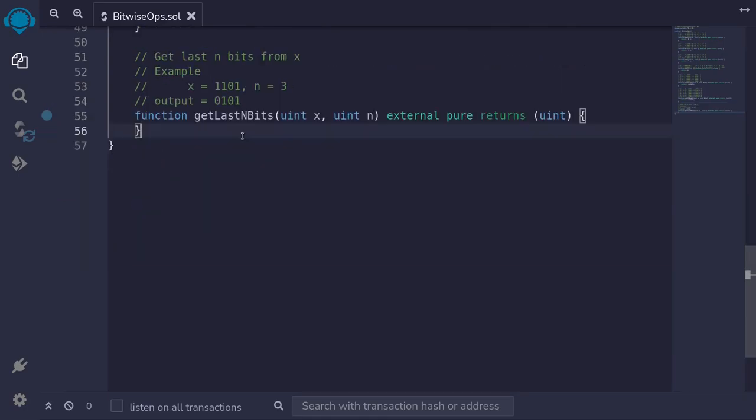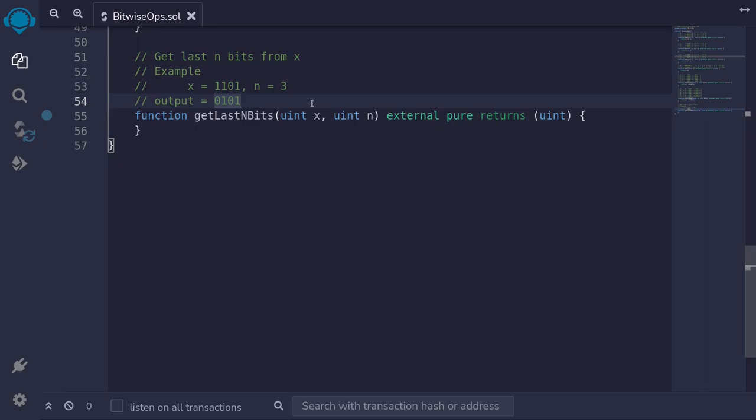Now, as a challenge for you, using the bitwise operators, implement the function getLastNBits. This function will take in two inputs, uint x and uint n, and it would return the last n bits from x. For example, if x is equal to 1101 in binary notation, and let's say n is equal to 3, then this function will return the last 3 bits. So it will return 101, and the output will be 0101. This is in binary notation, so when it returns, it will return a number. Pause the video here to think about this problem, and in a few moments, I'll go over the answer.